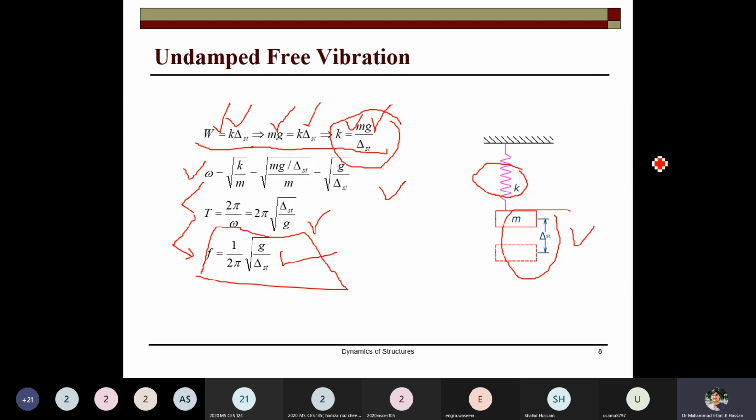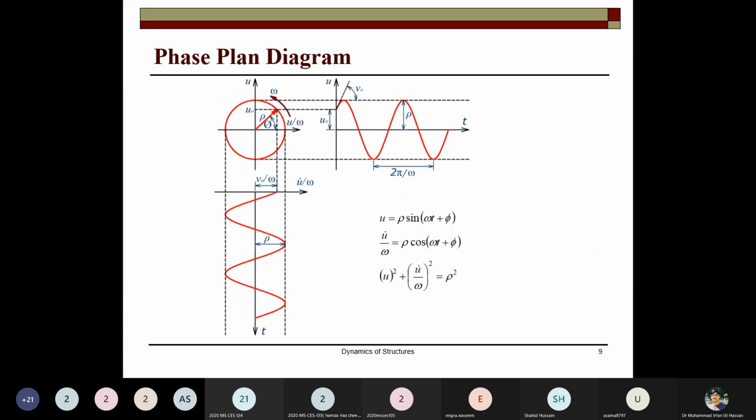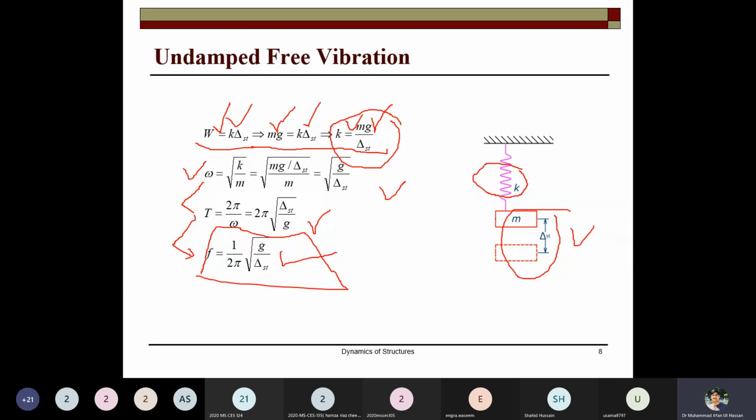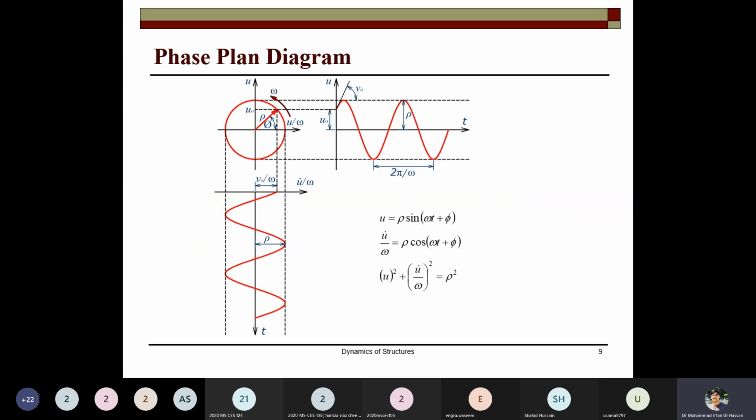So free vibration response is helping us a lot. We can determine the stiffness, the angular frequency, the time period, and the natural frequency of the system. Now the next thing is the plotting of the different variables, how you can see the different initial conditions changing, let's say, and how to plot it.